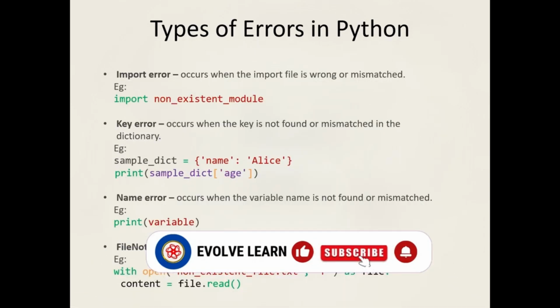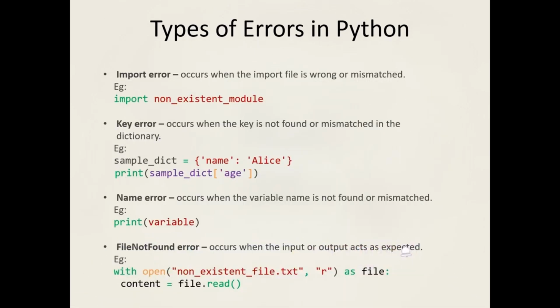Import error occurs when Python cannot find the module you are trying to import. This usually happens if the module is not installed or the given file name is wrong or mismatched. In the following example, we are trying to import a module named non-existent module. Python looks for this module in its list of installed packages. Since non-existent module does not exist, Python cannot find it. So it raises an import error.